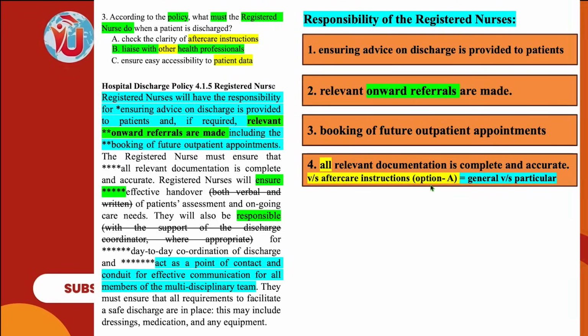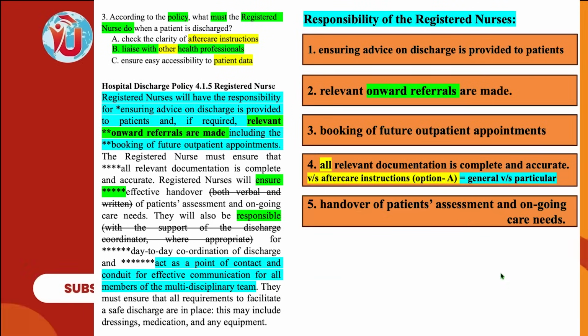Versus aftercare instruction, option A. General versus particular. Understand that. Get into this text, write it down and understand. Suddenly it clicks the next time you have it. That's why students go and say it was so easy, I answered everything, but I got only 290. Because you think that is the right one. You are convinced of that.